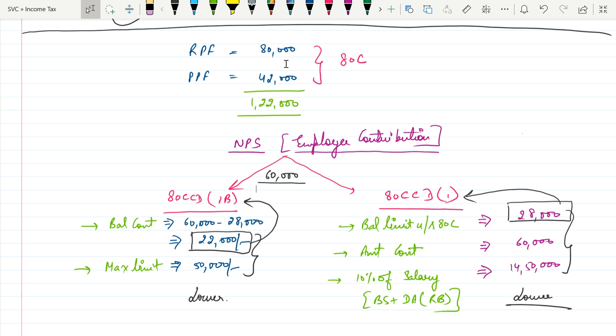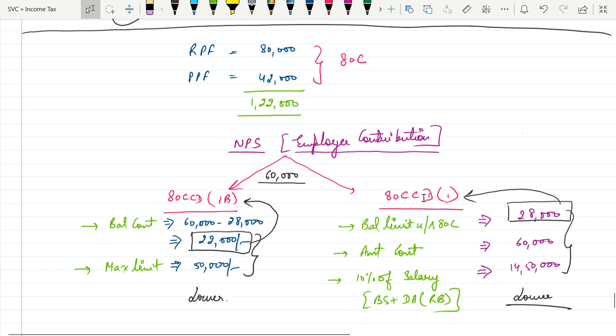Next point is related to the National Pension Scheme. Since in this example we are assuming that this NPS is only an employee contribution, not an employer contribution. Now the amount of contribution by the assessee is 60,000. This will be segregated into two parts, 80CCD1 and 80CCD1B. First we will go to the right side, that is 80CCD1.